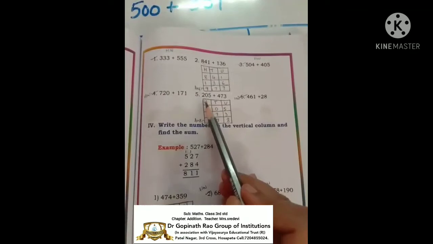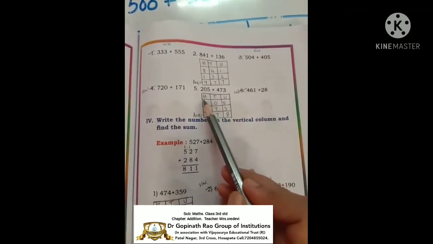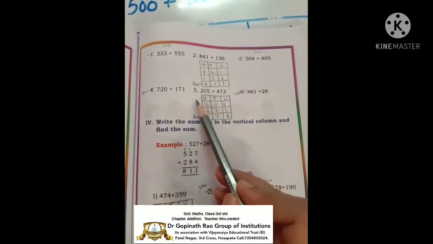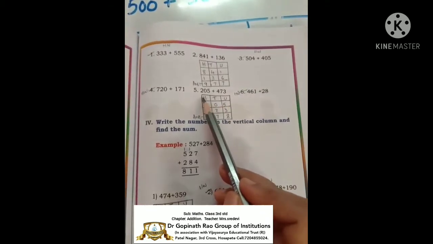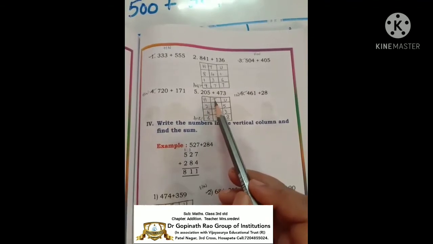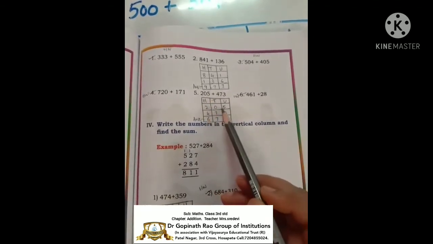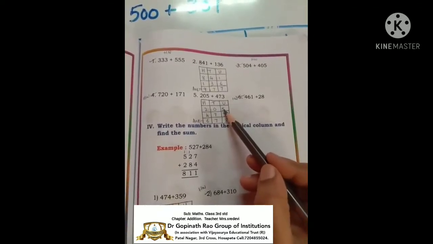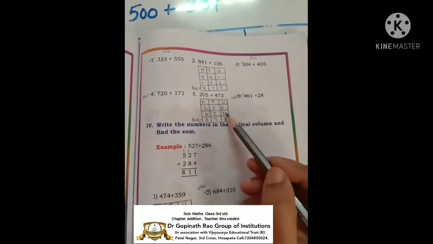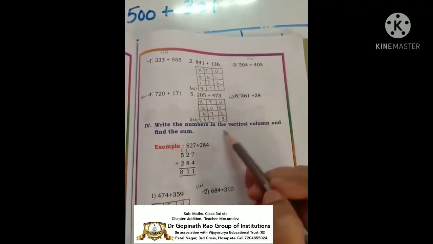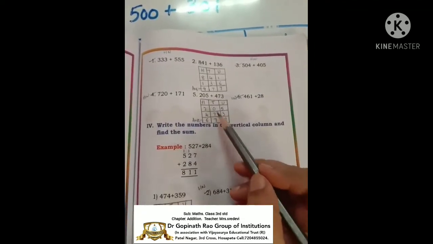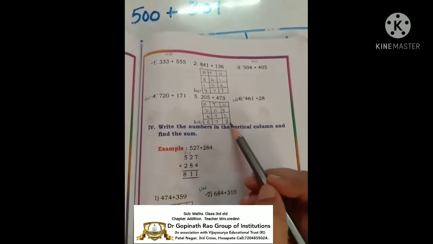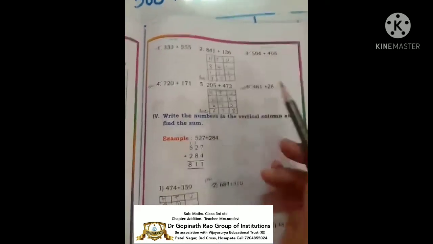Next here, 205 plus 473. See, hundreds, tens place. Always the first vertical column should be written as hundreds, tens, units. Okay. Next 205. Next 473. Then we have to add: 5 in a mind, 3 on finger. After 5, 6, 7, 8. Okay. 0 plus 7 is 7. Then 4 plus 2 is 6. So answer is 678. Okay children.